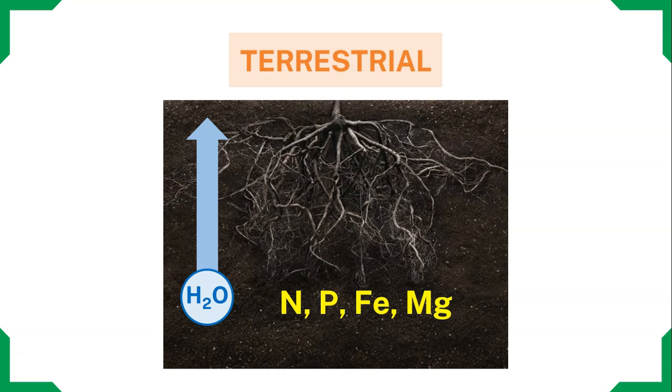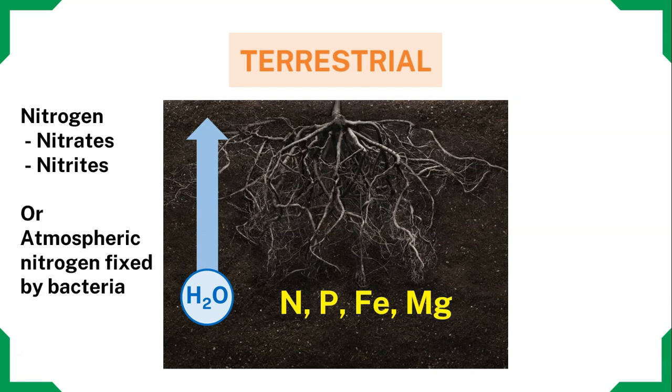Nitrogen is actually very important, as it is involved in the synthesis of proteins, and it also synthesizes many other materials, so nitrogen is very significant for the plant. So nitrogen is absorbed as either nitrates or nitrites. Nitrogen's original form cannot be directly absorbed by the plant.